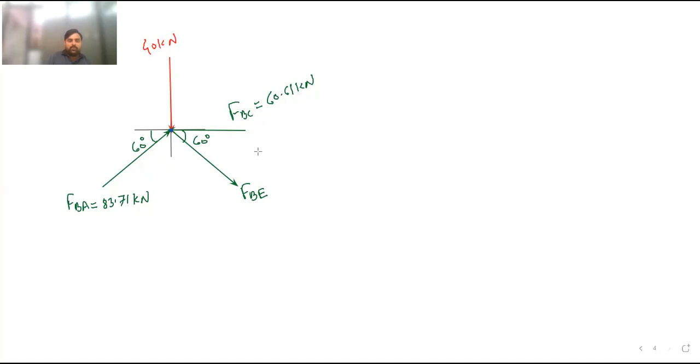So now if I want to resolve this FBE first, then one component of FBE will move downward like this. Another component of FBE will be like this. Okay. Actually I should not show the components this way. These two components should be here at the point of contact or point of application.